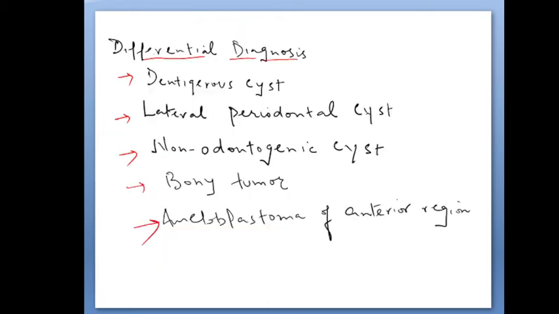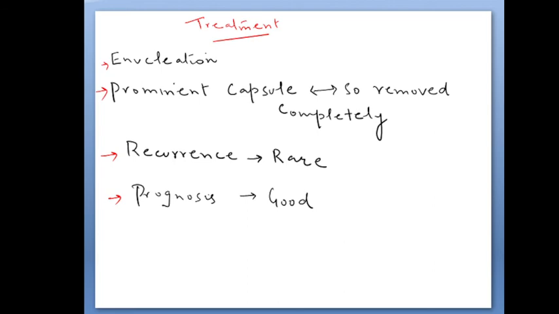It can resemble a dentigerous cyst radiographically, and a lateral periodontal cyst based on the location, that is in the region of the canine premolar region. Based on the consistency, bony tumors and non-odontogenic cysts can resemble AOT, and if AOTs are large, then ameloblastoma of the anterior region can be the differential diagnosis. Lastly, coming to the treatment, enucleation is the treatment of choice because it is covered by a prominent capsule. The recurrence is very rare and prognosis is good.